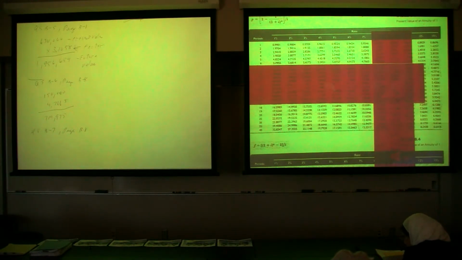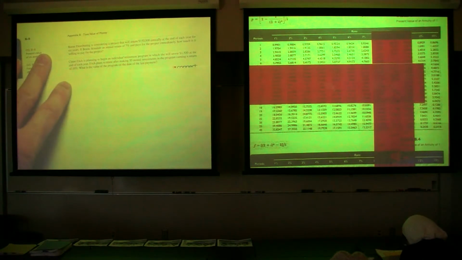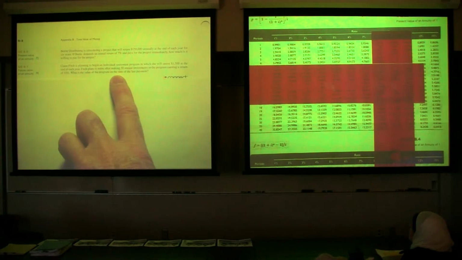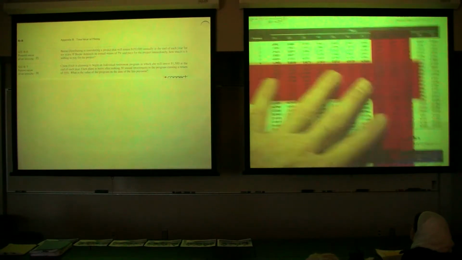Here's how it reads. Claire Fitch is planning to begin an individual retirement program in which she will invest $1,500 at the end of each year. Fitch plans to retire after making 30 annual investments in the program, earning a return of 10%. What's the value at the end of the program? So she hopes to retire in 30 years. To that end, she's going to put $1,500 aside at the end of each year. Okay? So what we're doing is we're looking for the future value of this annuity. And we're going to use table 4.